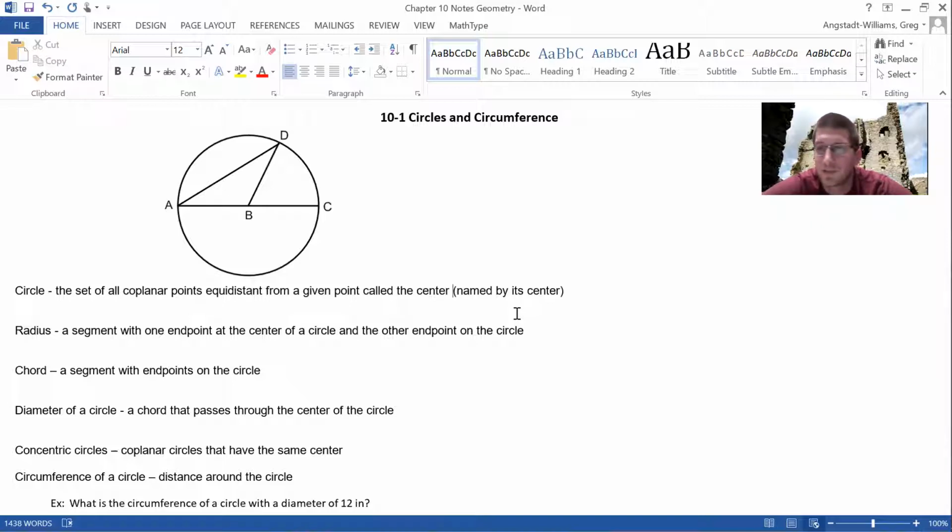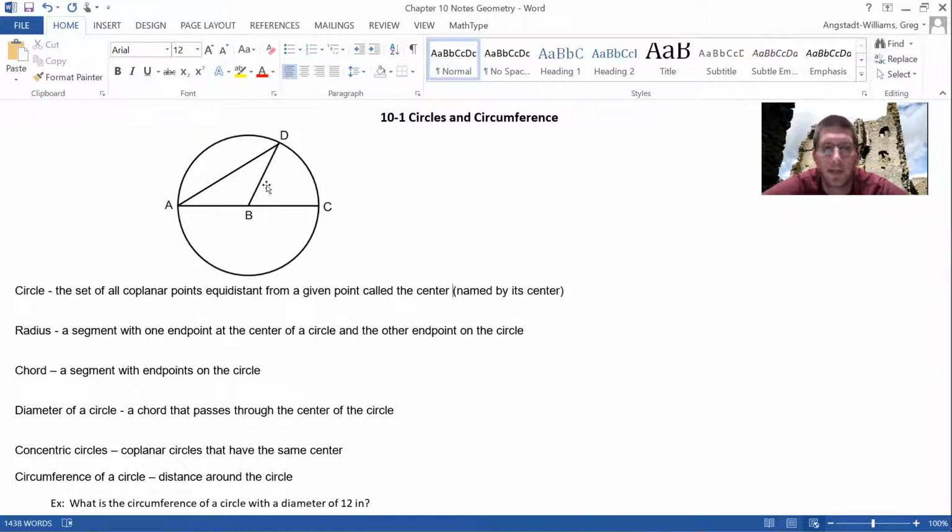So the first one, what is a circle, right? A circle is just the set of all coplanar points equidistant from a given point called the center, and it's named by its center. So in this circle, you'll see that in the center here is a point B. So this circle would be called circle B. You name it from the center, right? And you'll notice that all the points on the circle, if you were to measure the distance back from any point to the center, that distance will be the same, which is why it says equidistant. So a circle, a bunch of points that are equidistant from a center point, and we name the circle by the center.